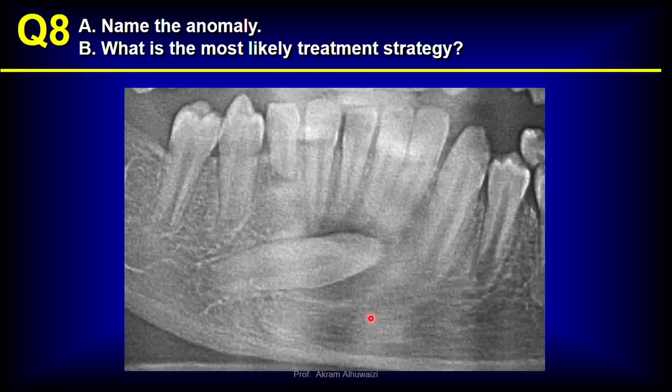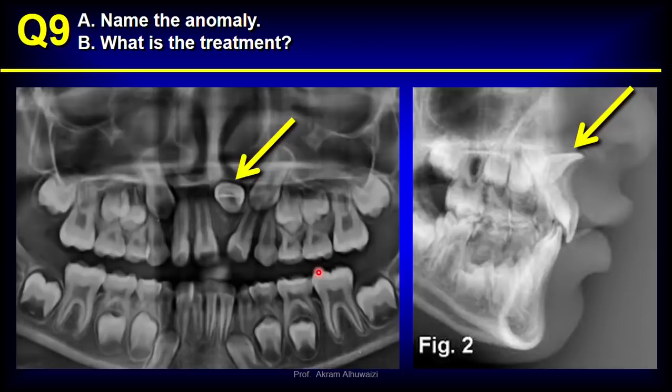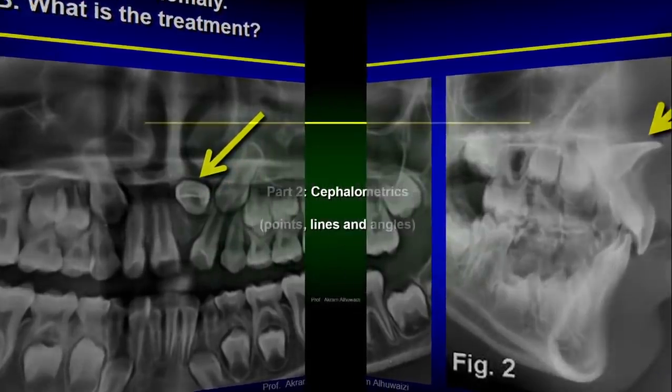What's the anomaly? The anomaly here is impacted lower canine teeth. And what's the most likely treatment strategy? It would also be surgical removal of this tooth. What's the anomaly here? You notice this tooth is a dilacerated central incisor which is impacted. And what is the treatment for it? Also, it would be surgical removal of this tooth.